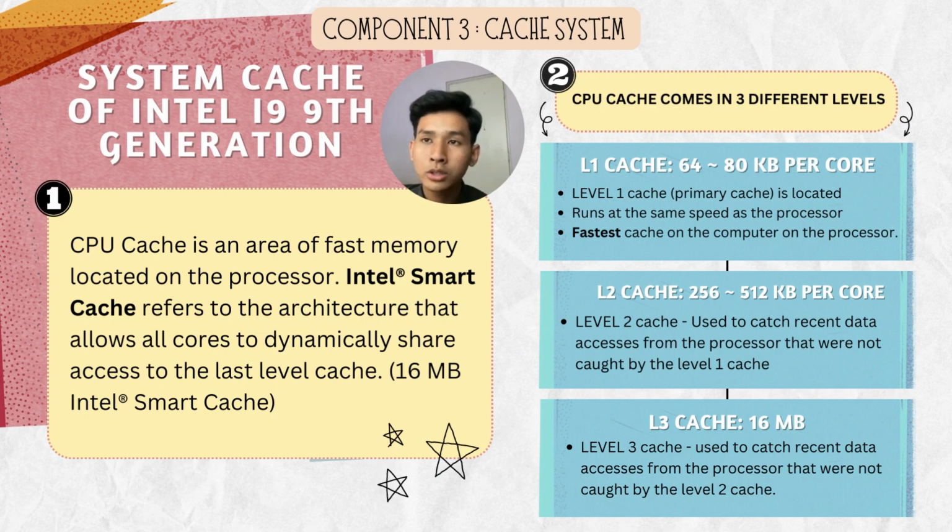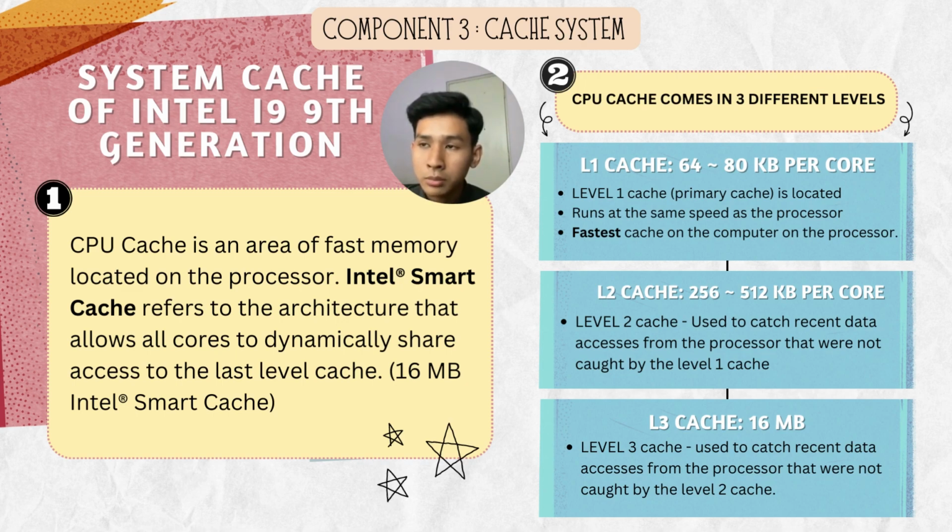Now let's move on to our third component, which is the cache system. CPU cache is an area of fast memory located on the processor. Intel i9 9th generation uses Intel Smart Cache, which refers to the architecture that allows all cores to dynamically share access to the last level cache. Intel i9 9th generation uses 60 MB Intel Smart Cache.